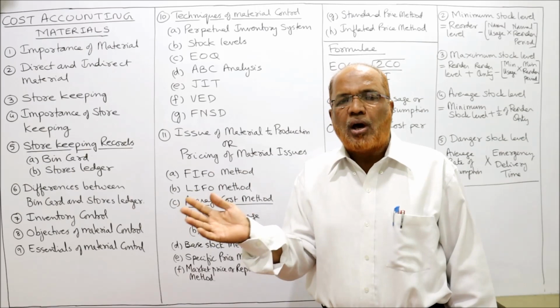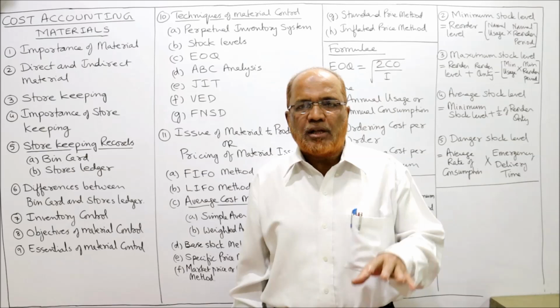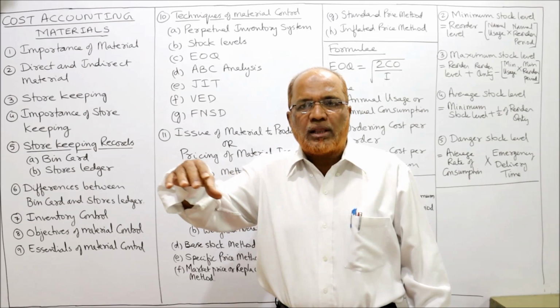Once the material is received, it will be inspected by the inspection department. Once it is approved, it will be transferred to the storekeeping department. The storekeeper will keep the material till the requisition is received from the production department. The production department will use the material. All these stages come under material inventory control, or material control.